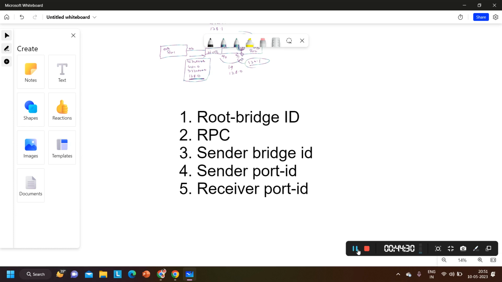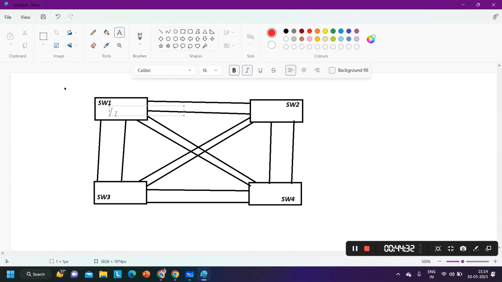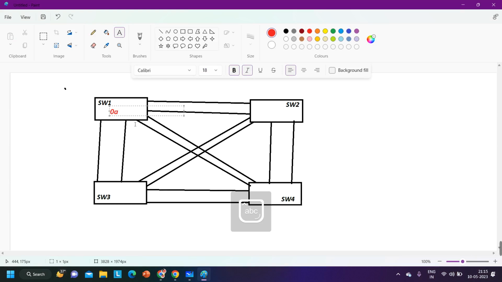So, hope till here. The MAC address of switch 1 is, let's say, 0A. MAC address of switch 2 is, let's say, 0B. MAC address of switch 3 is 0C, and MAC address of switch 4 is, let's say, 0D.